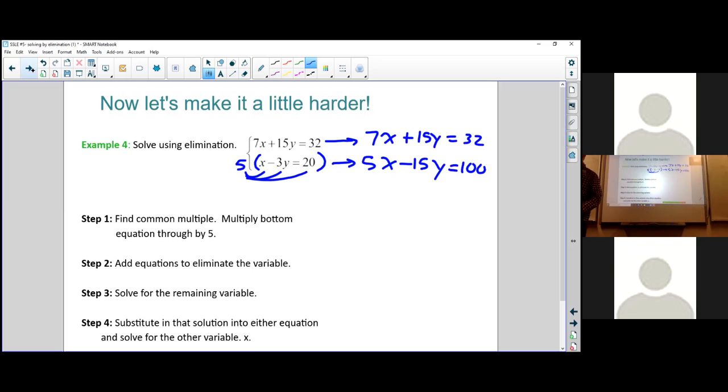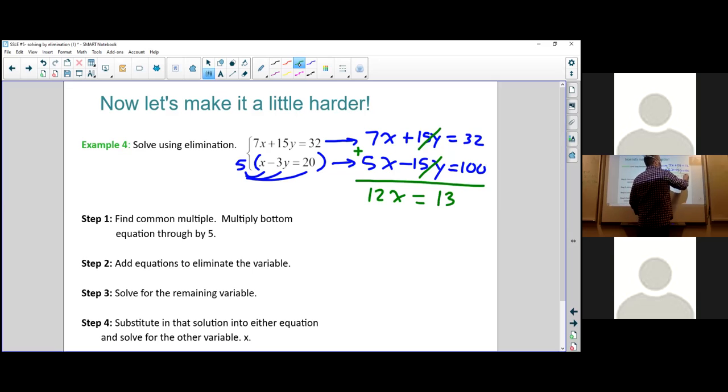Now I'm going to go back to my original question. Are my x's and my y's still lined up? Yes. Can I add those two new equations together to eliminate one of my letters? Yeah. So if I add these together, I'm going to get 12x. Those cancel, equals 132. Divide by 12.